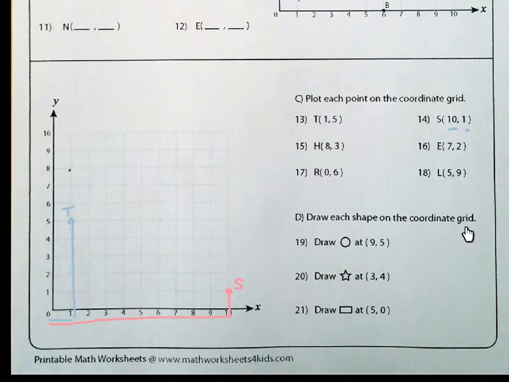D says draw each shape on the coordinate grid. Okay, so draw a circle at 9, 5. Okay, so all you do is turn on your pen and get a different color. Okay, and we find 9, 5. Okay, so here's drawing along here. Go to 9 and then up 5. There, and we have to draw a circle. There we go, a circle. Okay, and you draw a star at 3, 4, draw a rectangle at 5, 0. Okay, so that's about it.